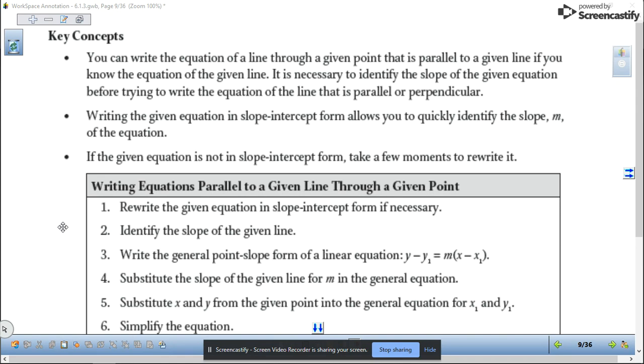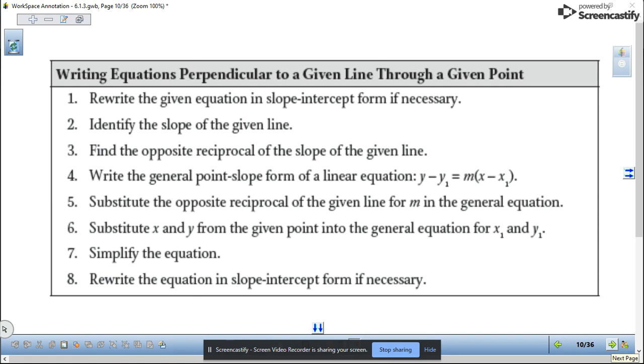Pause this, watch it if you need to, or read it if you need to. This is the step-by-step of what you should do. Now, I'm going to go through this on the example. I'm probably not going to use the general point-slope form, which is what's given here, but I'll show you how to do it using the slope-intercept form, which is the way that I prefer to do it. You can use either one, though. If you want me to show you this one, just ask me in class, and I'll be happy to do so.